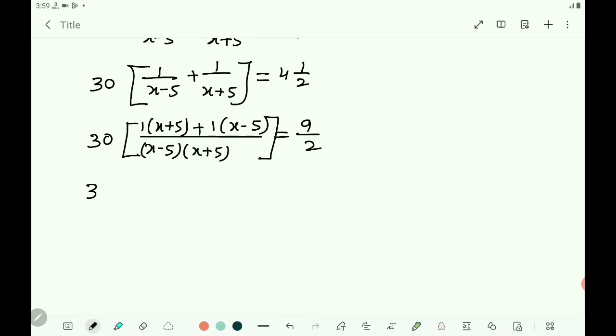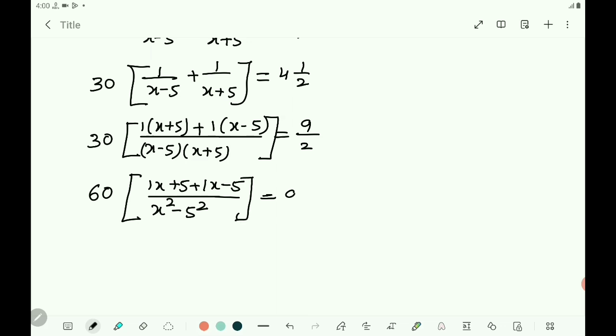Then 30 into 2, 60, you can write here. The product of x minus 5 and x plus 5 is a minus b into a plus b, which is x square minus 5 square. 1 into x, 1x, 1 into 5, 5 plus 1 into x, 1x, 1 into 5, 5 equals 9. Here 2 is gone here.